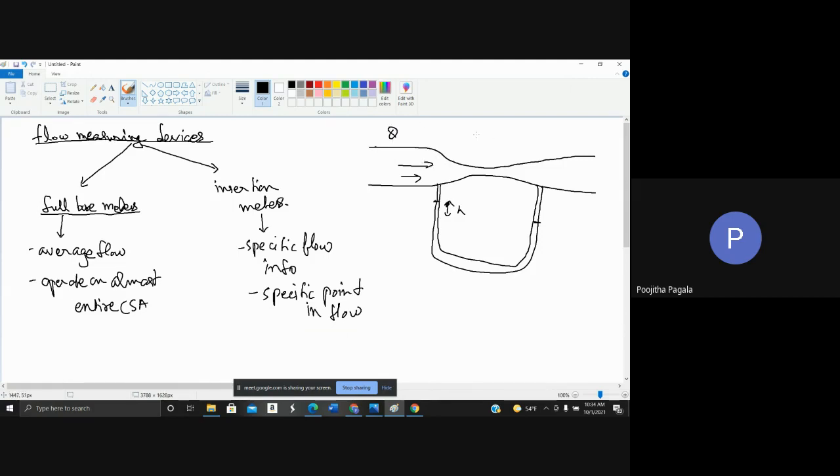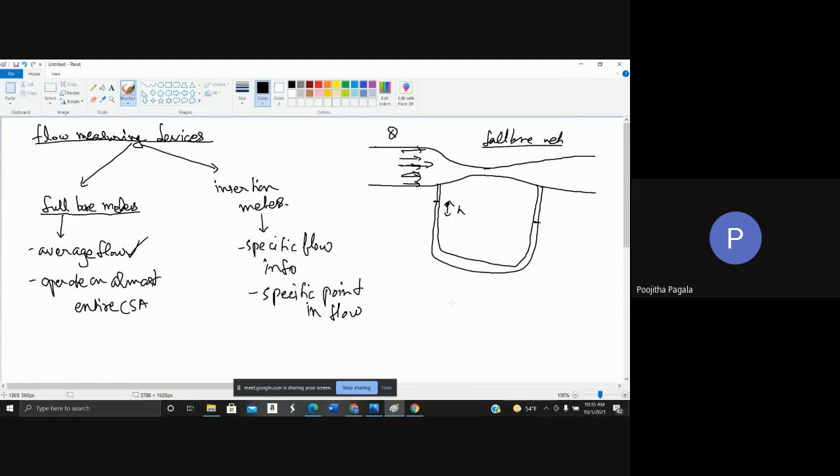And now this is an example of full bore meter. Why is it a full bore meter? Because it is giving you information about the average flow. Because you are considering the entire flow, you'll get the average result. And it operates on the entire cross-sectional area. So because it satisfies these two conditions, it is a full bore meter. Now let us look at an example of insertion meter.